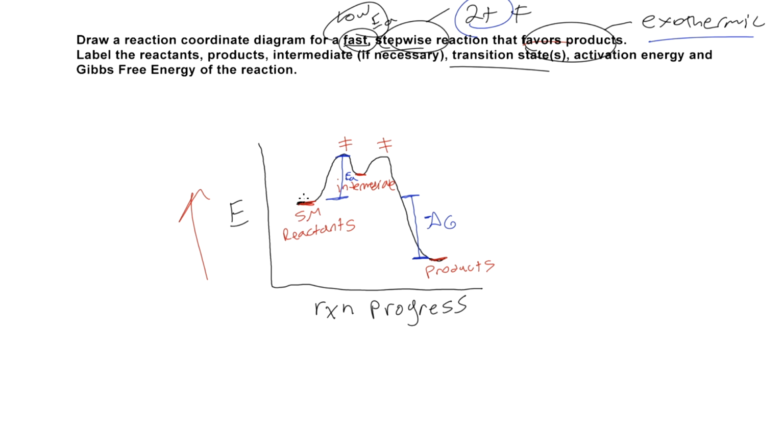Over here we label our reactants, we label our products over here, and we have our intermediate right in the middle at this little dip. The transition state is going to be at the top of both of these different humps right here. Activation energy goes from the starting material or reactants all the way up to the transition state, and Gibbs free energy goes from the reactants all the way down to the products. So that is basically all we have to do, and that is the entire problem.